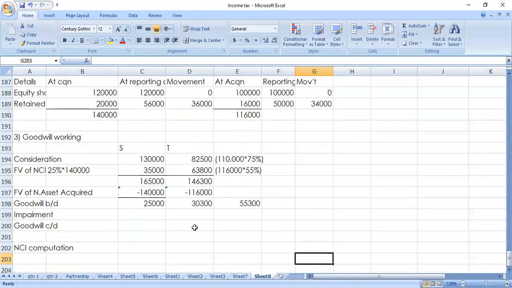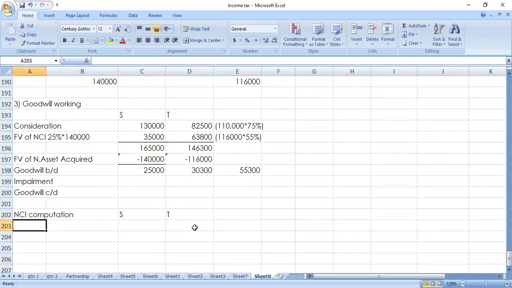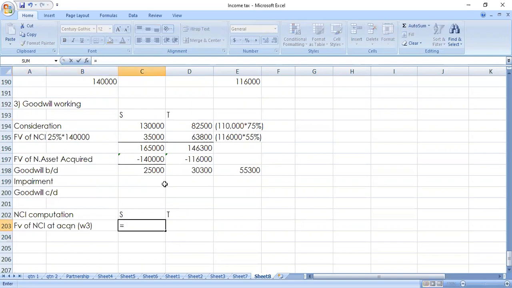Let's go to NCI, which is also something new. For NCI, we still have 2 entities from which you have NCI. Let's deal with S first. Fair value of NCI at acquisition, I already told you, don't disturb yourself. Go to working number 3. What you put there is what you should bring here. So for S, what I put there for NCI was 35,000. Then the share of post acquisition profit, what you put. Then you'll be done here.